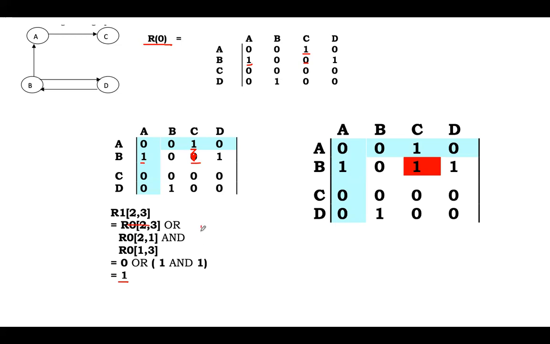According to the algorithm instruction, it will change like this. R1 of 2 comma 3 at this particular location will become 1. Remaining ones will remain as they are; other ones will not change. So this 0 will become 1. This is matrix R1.